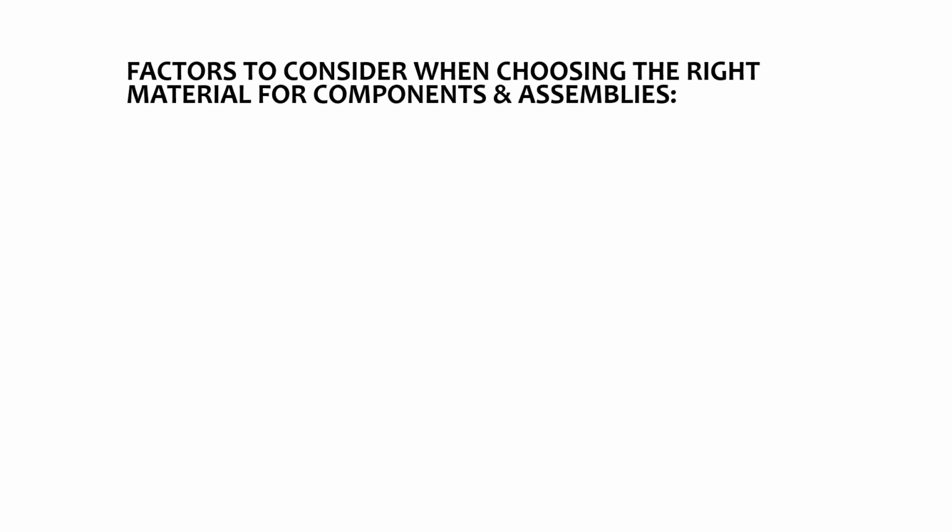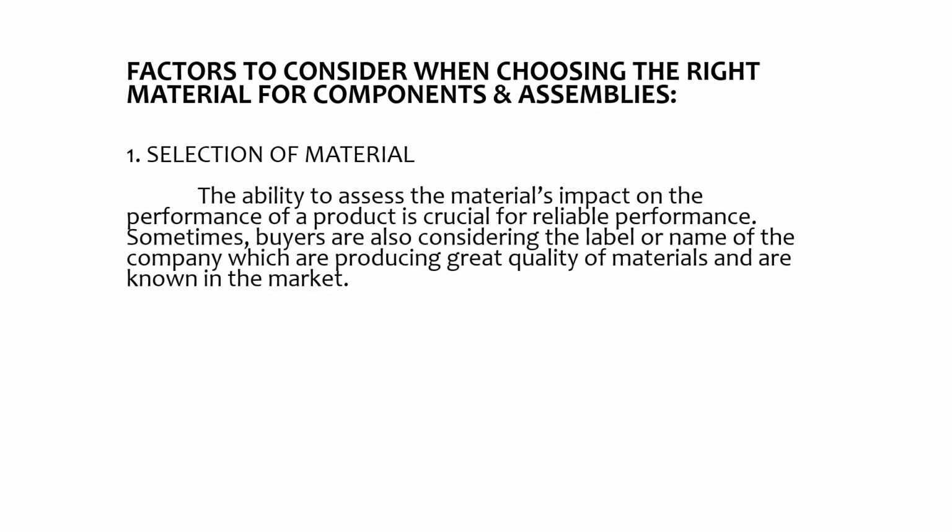Here are the factors to consider when choosing the right material for components and assemblies. Number 1 is the selection of material. Material selection is one of the most common tasks for design engineering. The ability to assess the material's impact on the performance of a product is crucial for reliable performance.